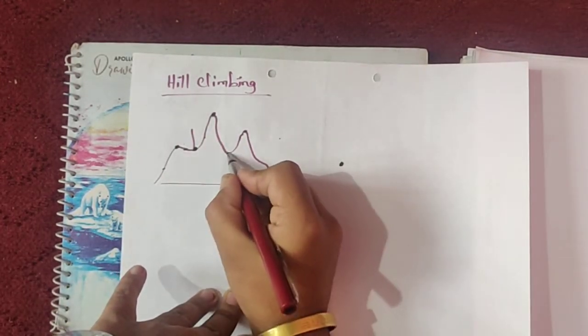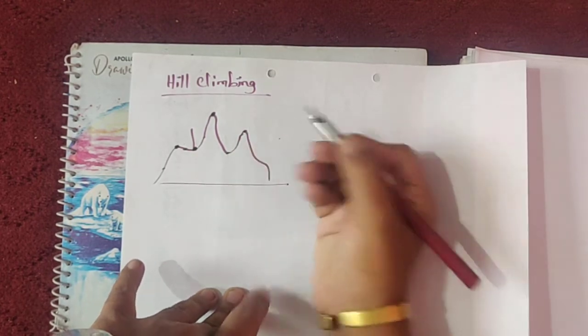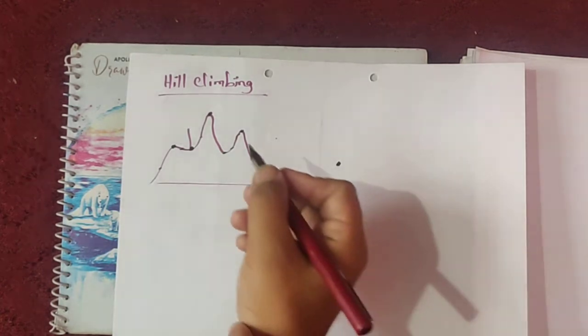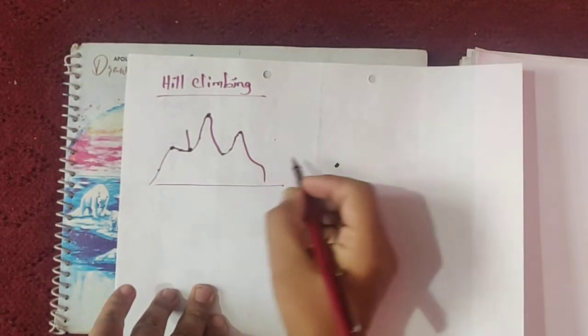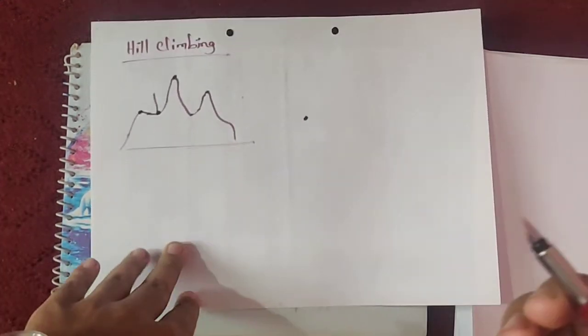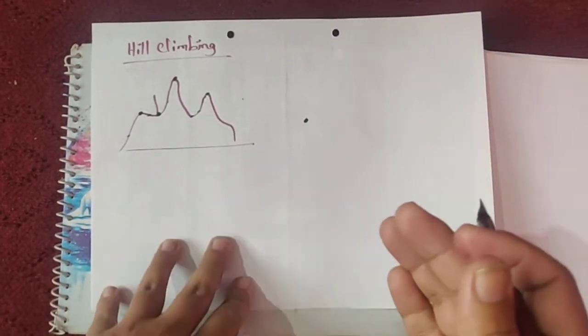Similarly for this valley and this local maximum. So it depends on how the program starts, or where the starting position is. If the starting position is here, then we reach the global maximum. But if we start from here, then this will be the maximum point. The disadvantage of hill climbing is the foothill problem.